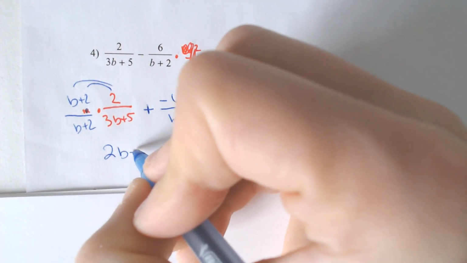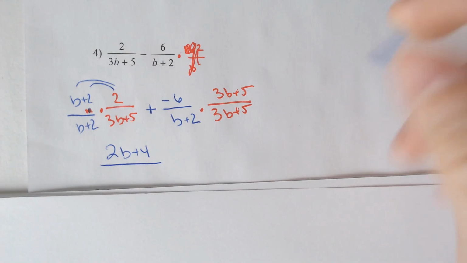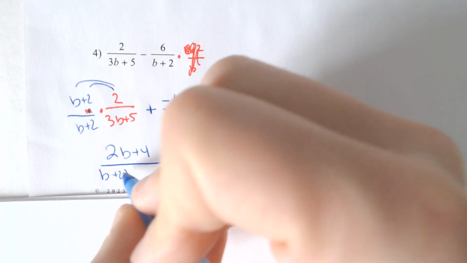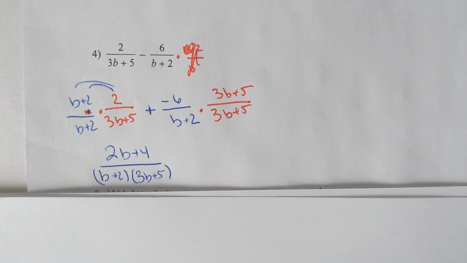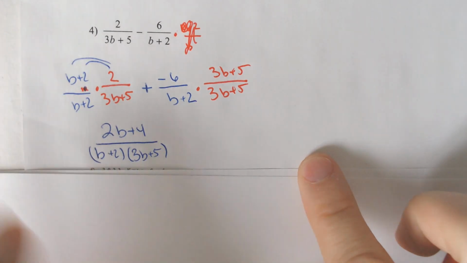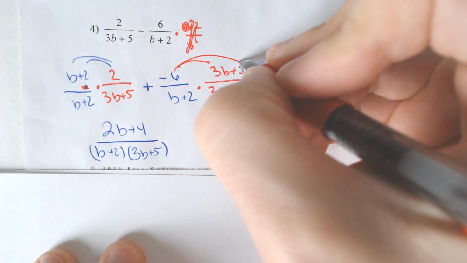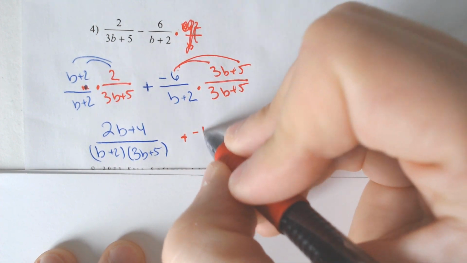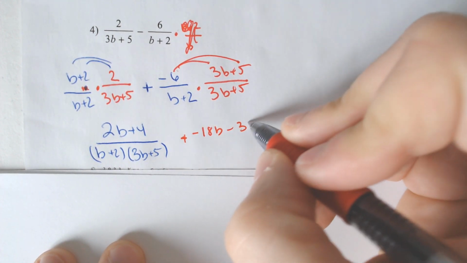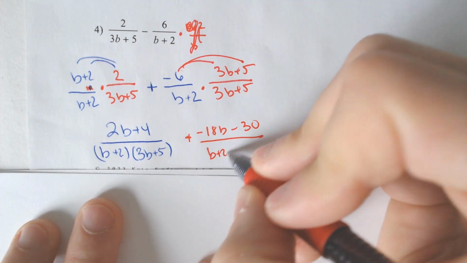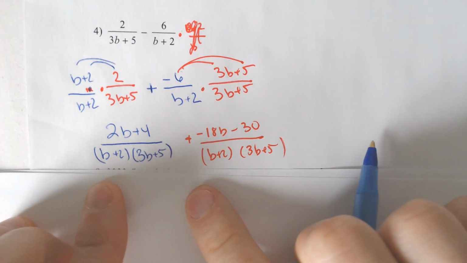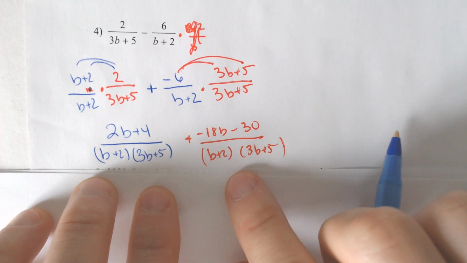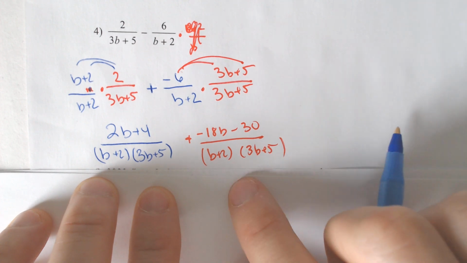That would make 2b plus 4. And the bottom, I do not ever recommend foiling. I would recommend keeping it in factored form until all other options have been exhausted. So we have just kept the bottoms the same. Distributing the negative 6 would make that a negative 18b minus 30 over the b plus 2 and the 3b plus 5. And again, this left side of the factors are the same on the bottom, and the right side, the bottom is the same, the denominator.